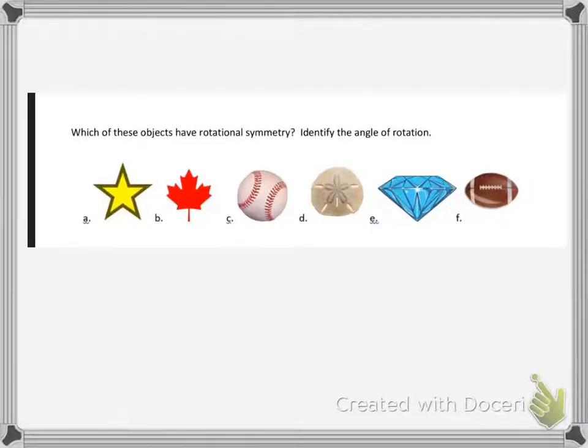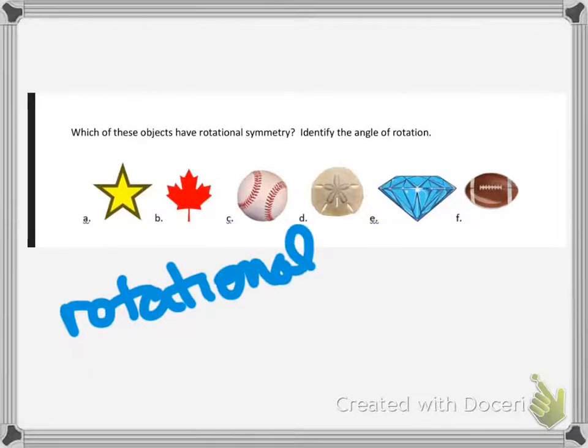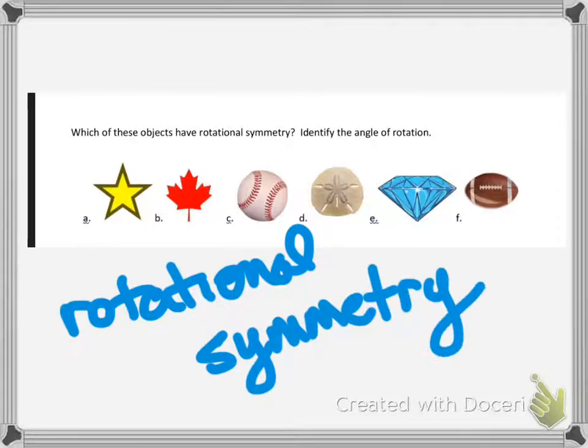Okay, so we need to talk a little bit about rotational symmetry. We've talked some about symmetry in the past. We just want to see if we can figure out what angle shapes have to be rotated by in order to go exactly back onto themselves.